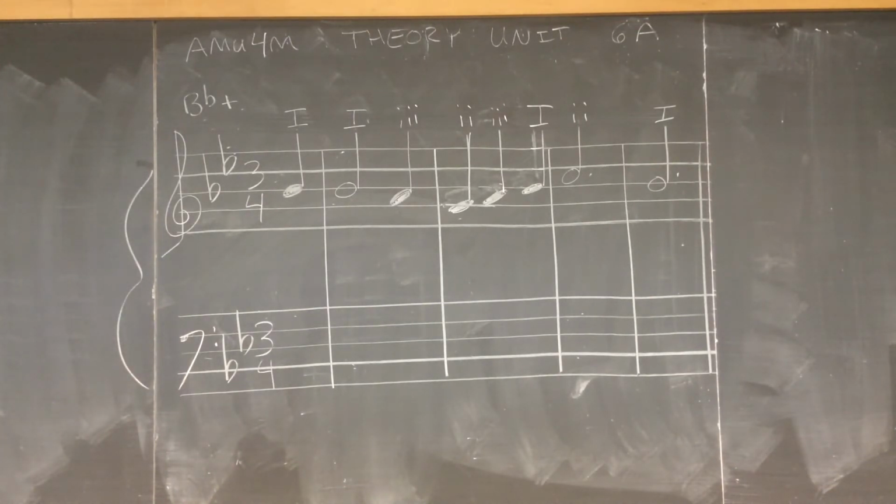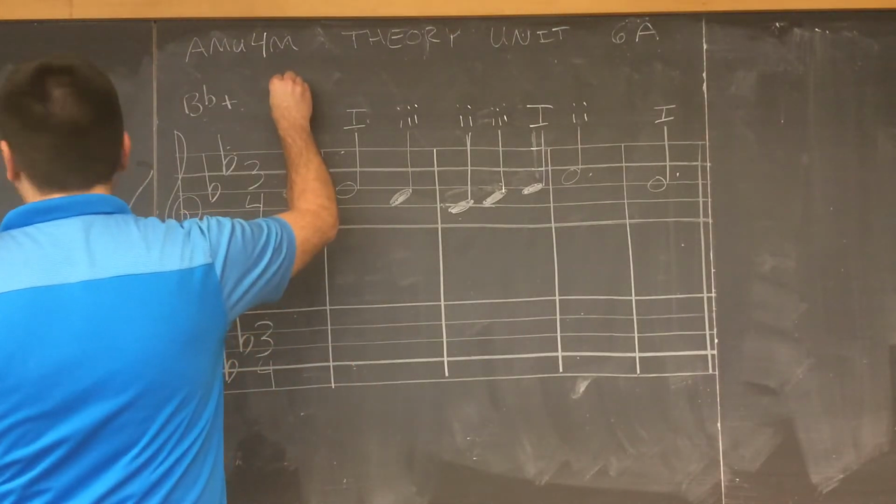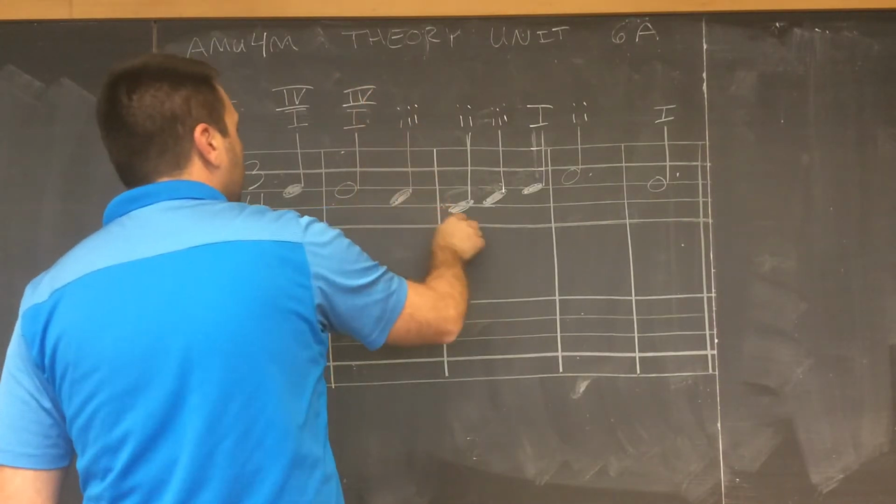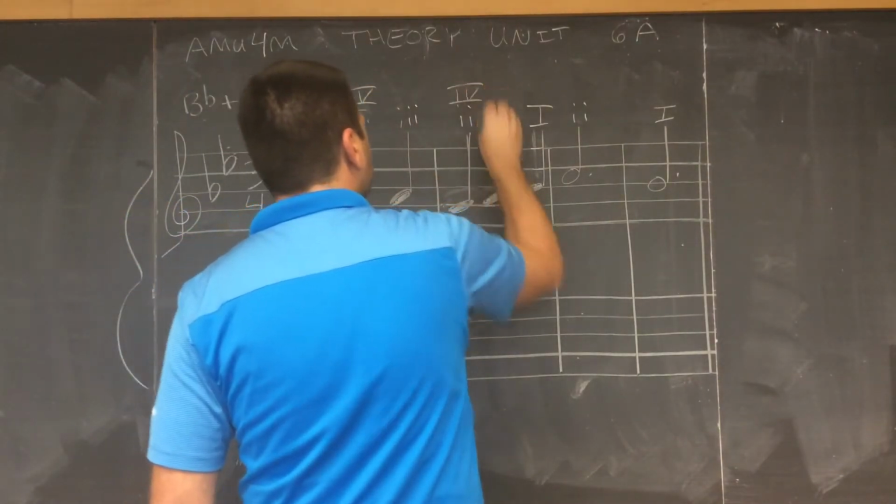Well, let's keep going. Let's go to the subdominant. The subdominant is based on the note E flat, so E flat, G, and B flat. So I have a subdominant that I could put here. E flat, G, or B flat could also be here. E flat, G, or B flat.